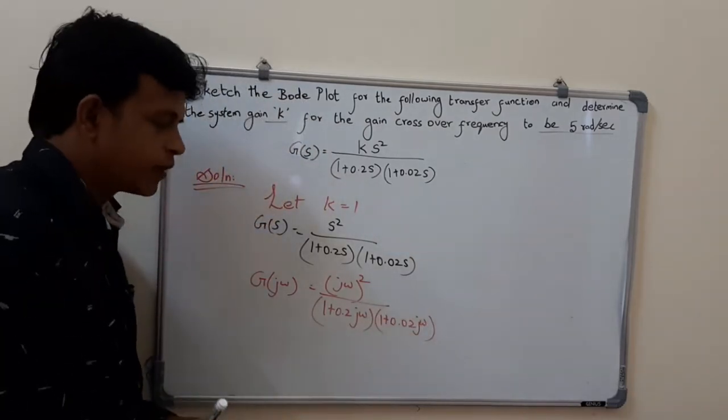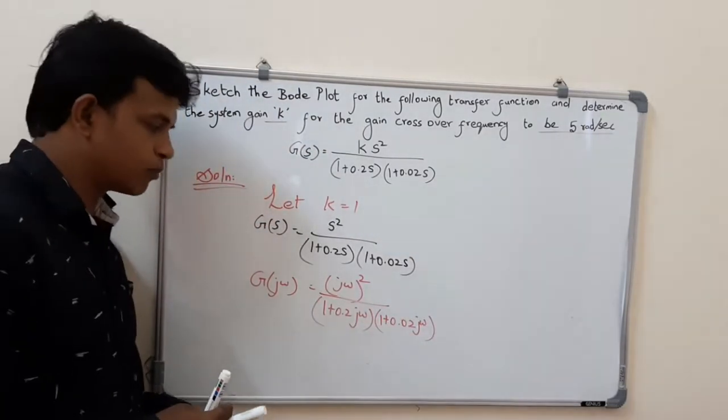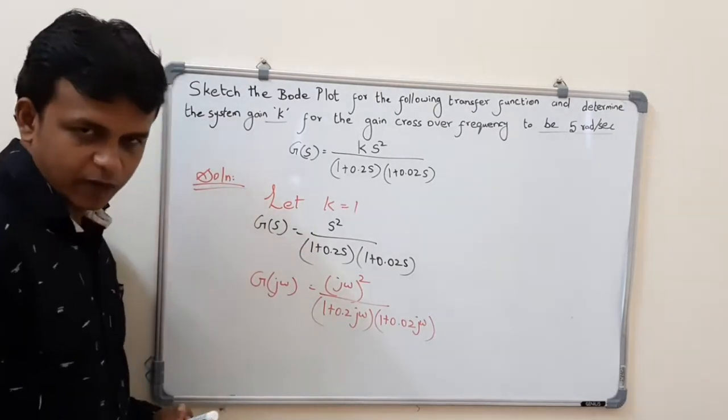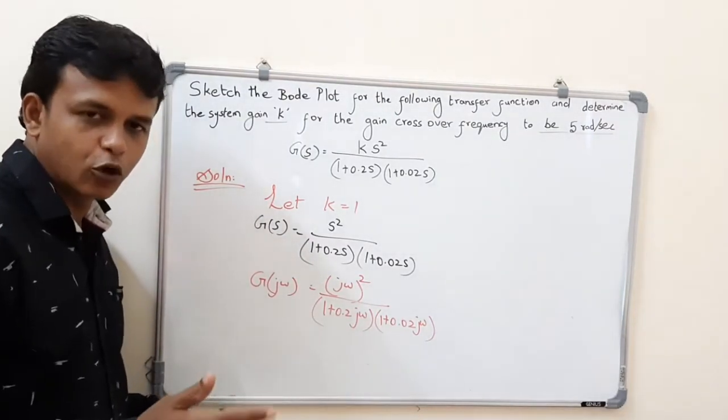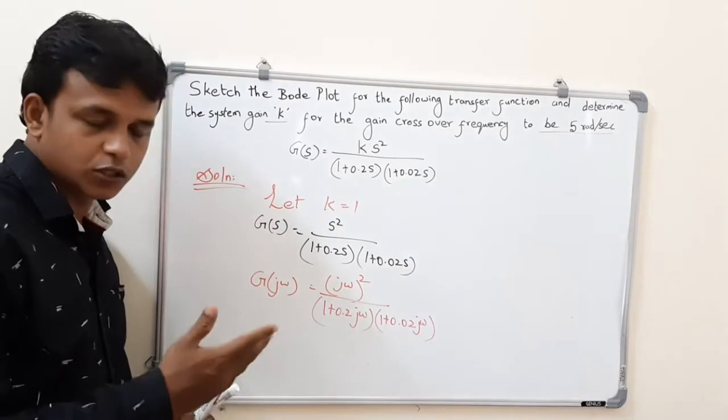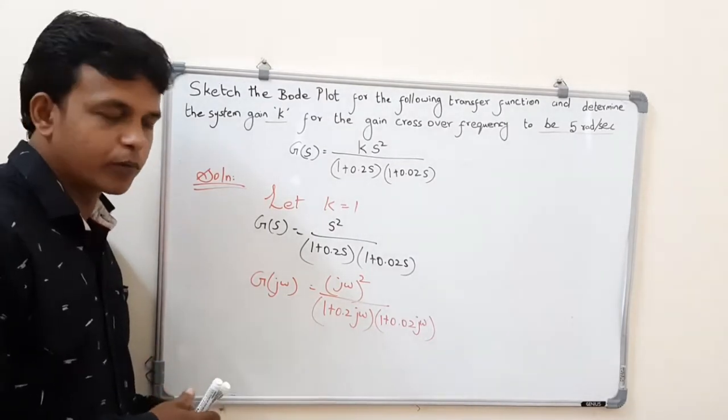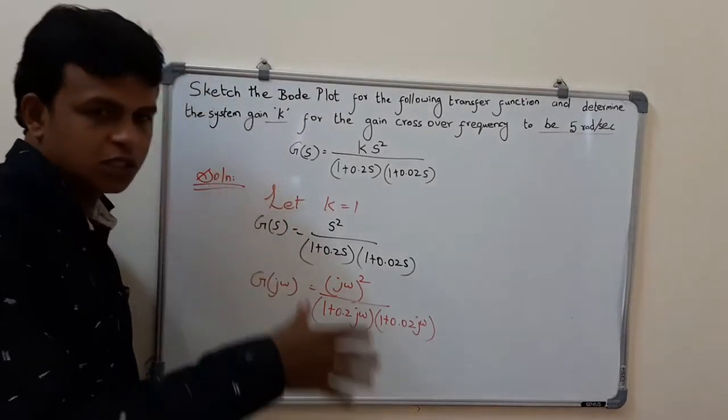In the previous video, we have discussed a lot about the factors involved in Bode plot. They are integral factor, derivative factor, first order factor in denominator, first order factor in numerator, constant gain factor, quadratic factor in numerator, and quadratic factor in denominator. So all those things we have discussed.